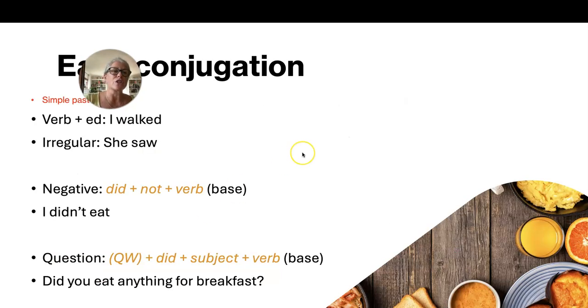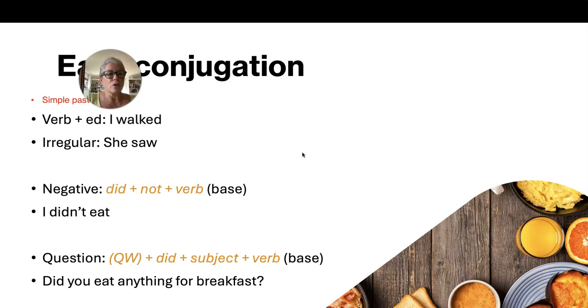Okay, easy conjugation. With simple past, and you have a regular verb, you just add ed to the base form. So I walked, he walked. It doesn't matter what your subject is. For irregular verbs, you kind of have to learn them, but you should know them already. So for example, in the present, I say she sees, and in the past, I say she saw.